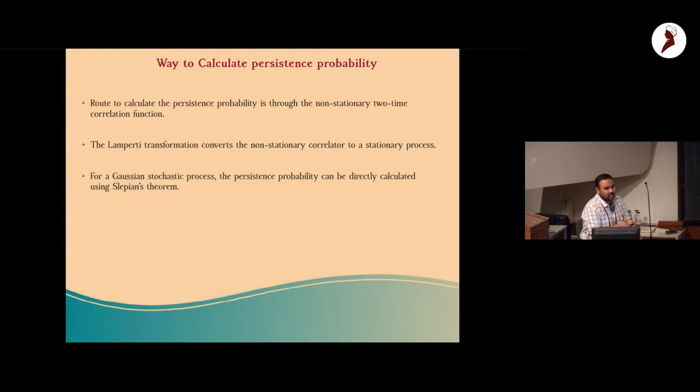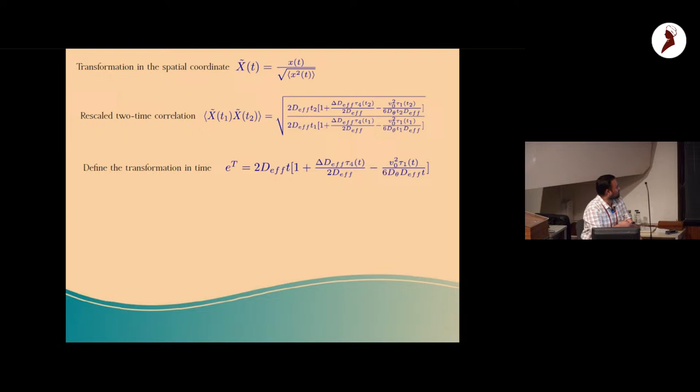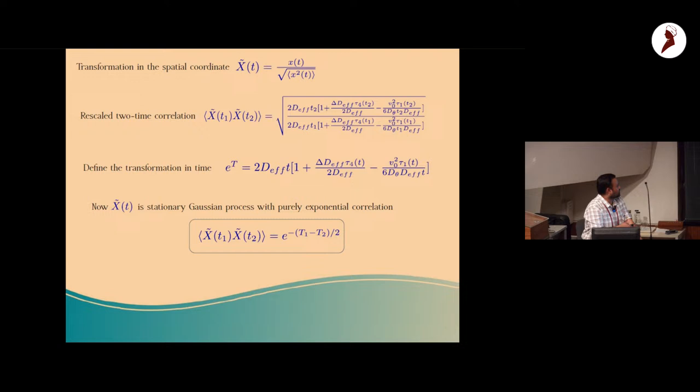So this is the special transformation we have done, which is normalization, and we use this to get from a non-stationary to a stationary process. After doing this, the rescaled two-time correlation becomes this for the free particle, of course. And we take this time transformation to this form. After these two transformations, we get this stationary Gaussian process, which is purely exponentially decaying.